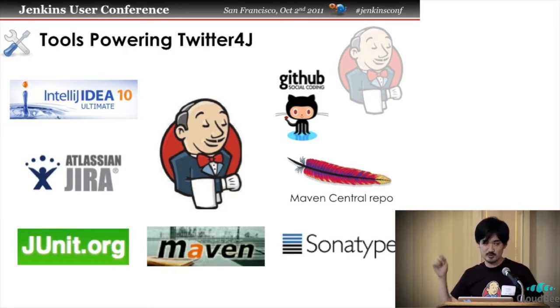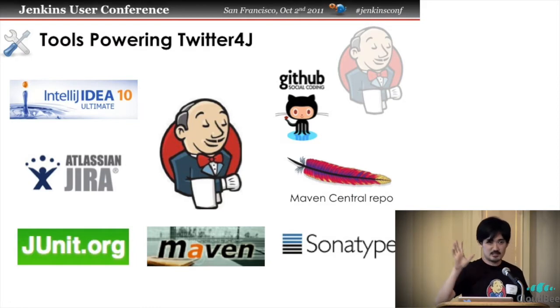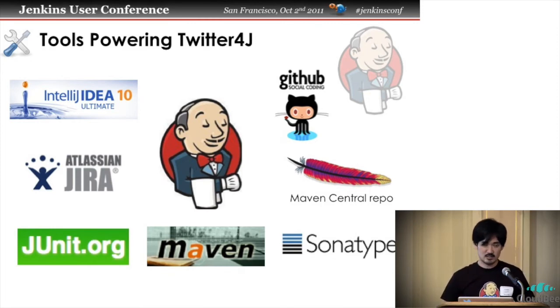And of course, you know JUnit. And Maven is a build system. And Maven Central Repository is a repository for Maven artifacts. And Sonatype is a Maven repository manager. And of course, I use Jenkins.